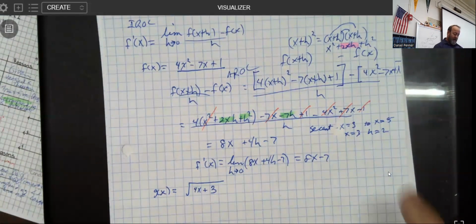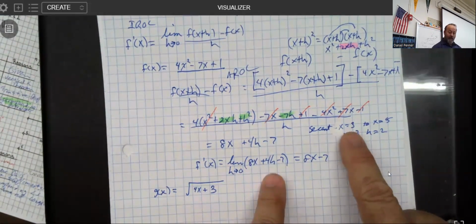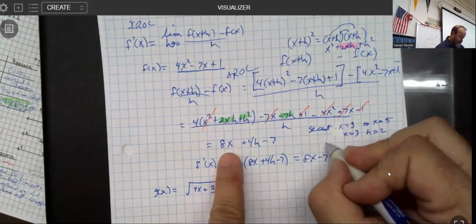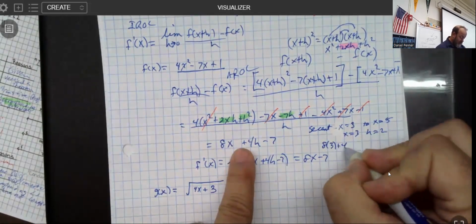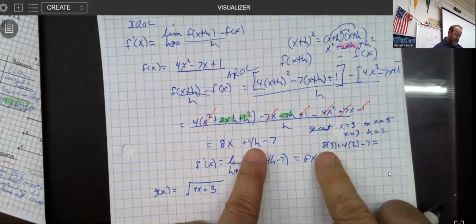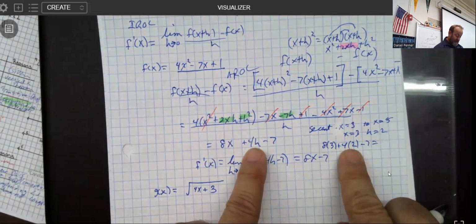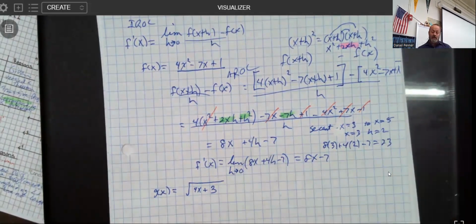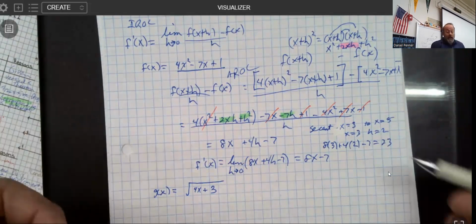And so if I wanted to find the slope from 3 to 5, I can literally plug that in: 8 times 3 plus 4 times 2, we said h was 2, minus 7. So I've got 24 plus 6 is 30. 30 minus 7 is 23. And I would find that that average rate of change was what we have. And that would literally find any value.